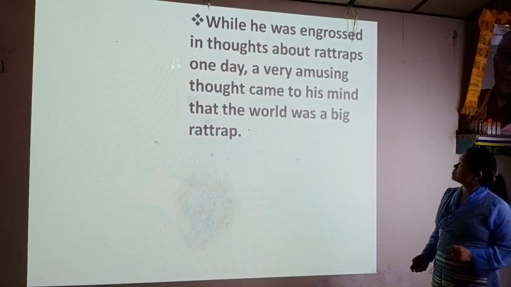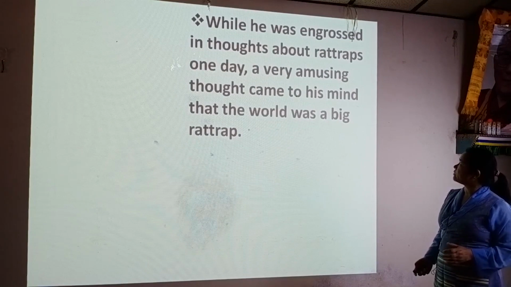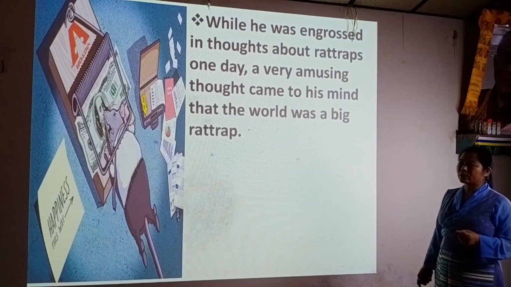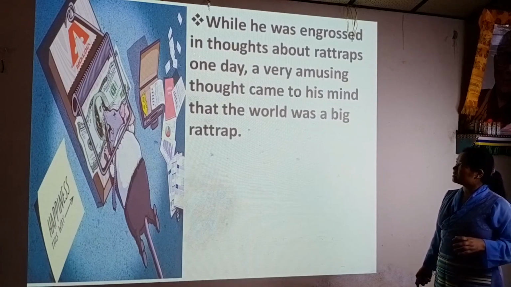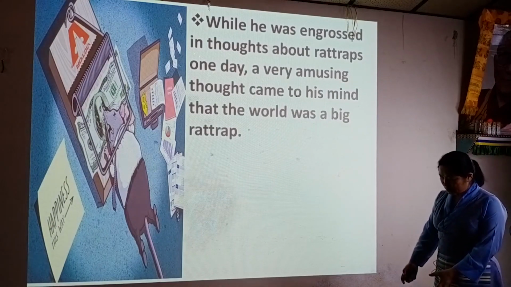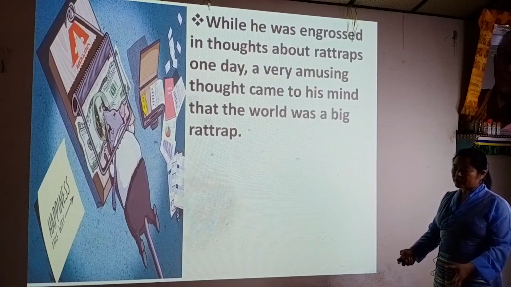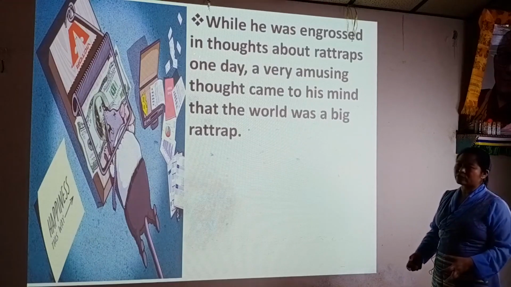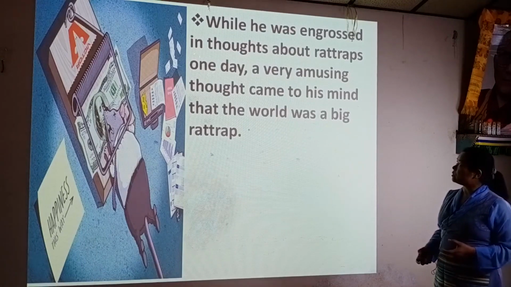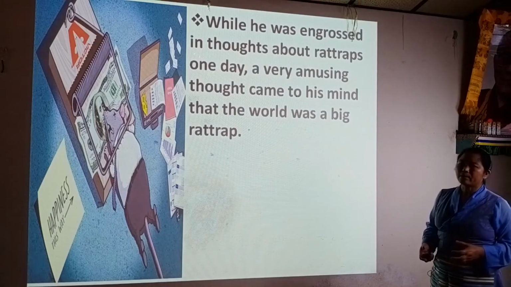While he was engrossed in thoughts about rat traps one day, a very amusing thought came to his mind, that the whole world was a rat trap. Again, this part is important. One day while going to sell his rat traps, he was very tired and he sat down and put his rat traps near his feet and looked at them. As he was looking at his rat traps, he became very philosophical. A very amusing thought came into his mind. And what was that thought? That the whole world that we live in is a big rat trap.